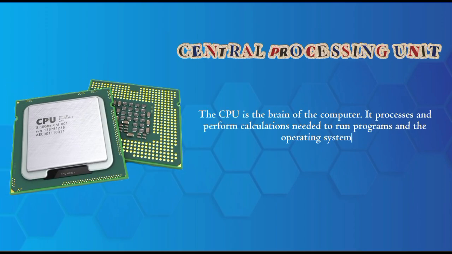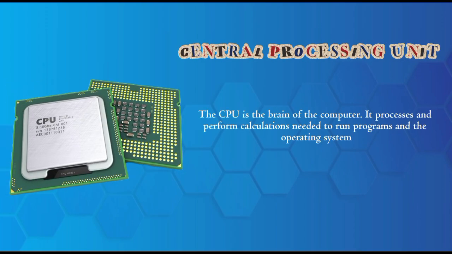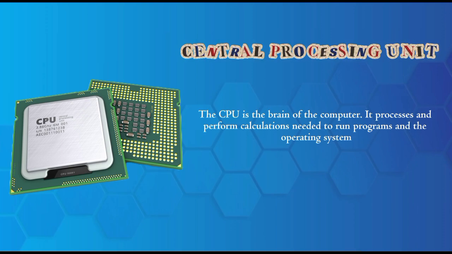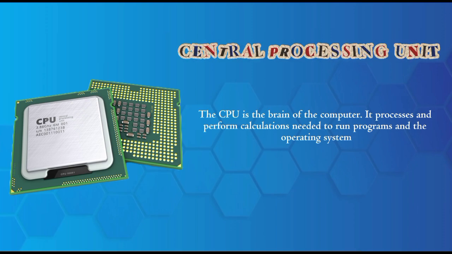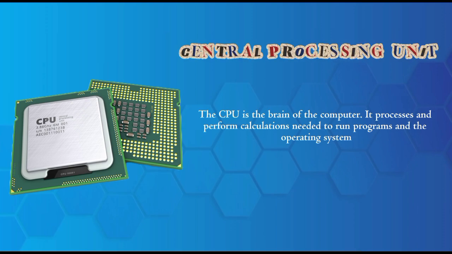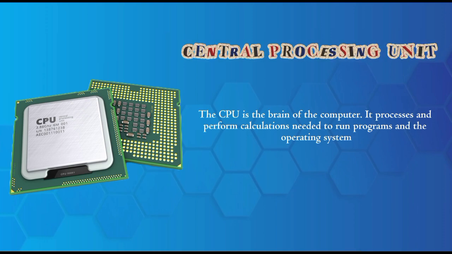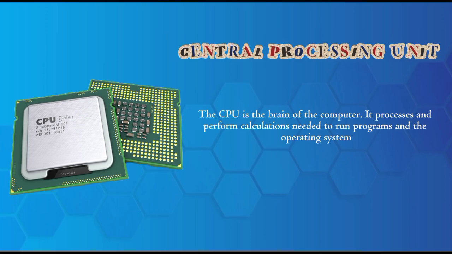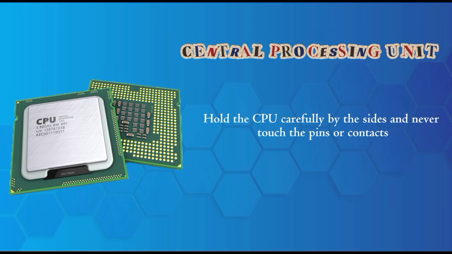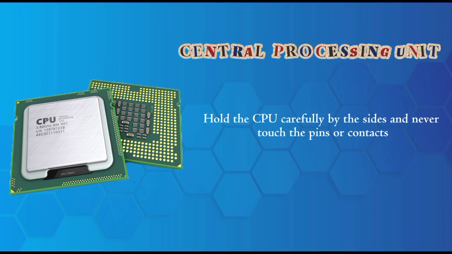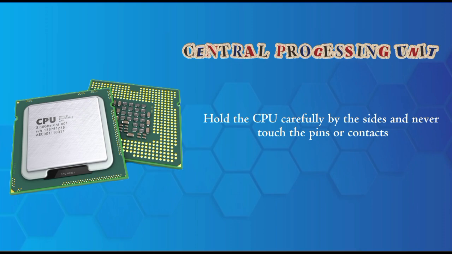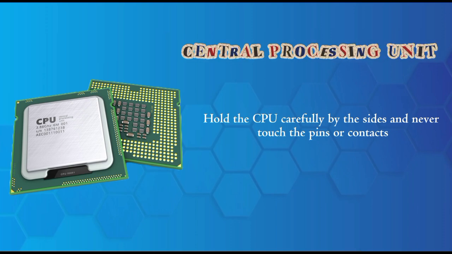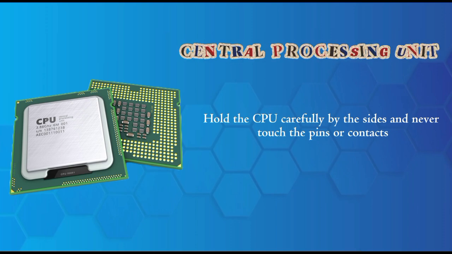Second is the central processing unit. The central processing unit is the brain of the computer. It processes instructions and performs calculations needed to run programs and the operating system. For the basic handling of the central processing unit, hold the CPU carefully by its sides and never touch the pins or contacts.